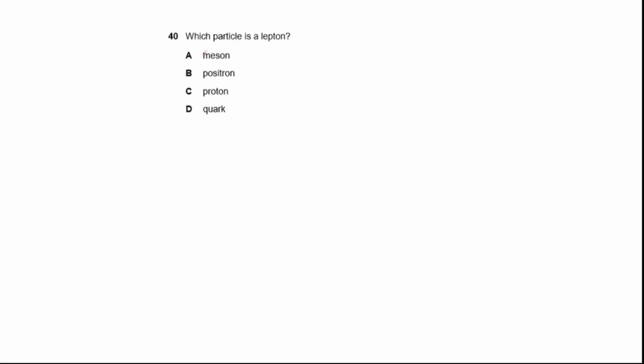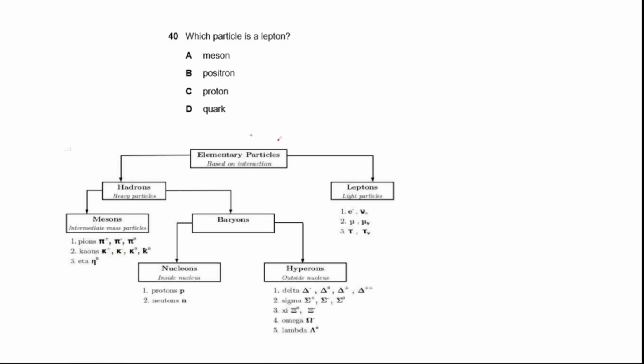Question number 40. Which particle is a lepton? To answer this question, you should know the classification of the fundamental particles. Basically, the fundamental particles according to their interactions are classified into two: the lighter particles, leptons, and the heavy particles, hadrons. These are the leptons. So do you have any of them in the options? Yes, you have the option positron, and this is the lepton in this option.